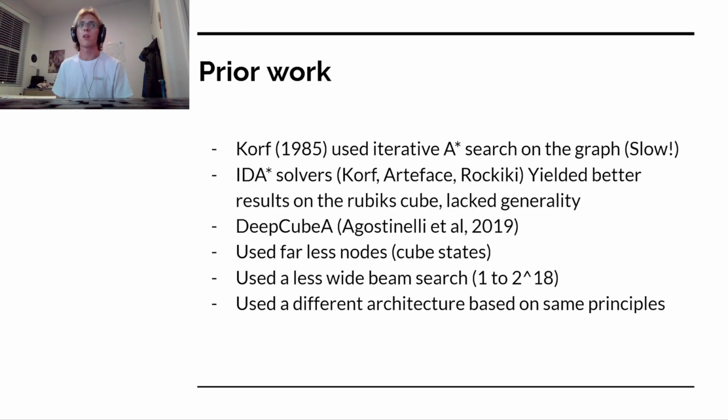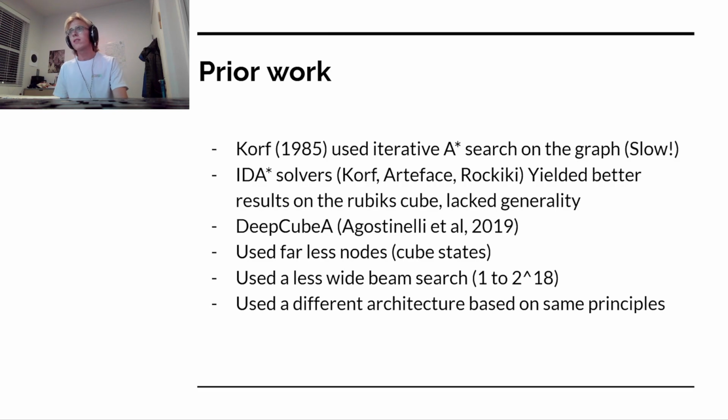So we're going to go over some prior work real quick. This Korf guy used an iterative A-star search on the graph presented in the last slide. That was very slow. And then came these IDA star solvers by those people. They led to better results on the Rubik's Cube, but lacked generality. These IDA star solvers use graph theory and group theory and a lot of other advanced math to solve it.